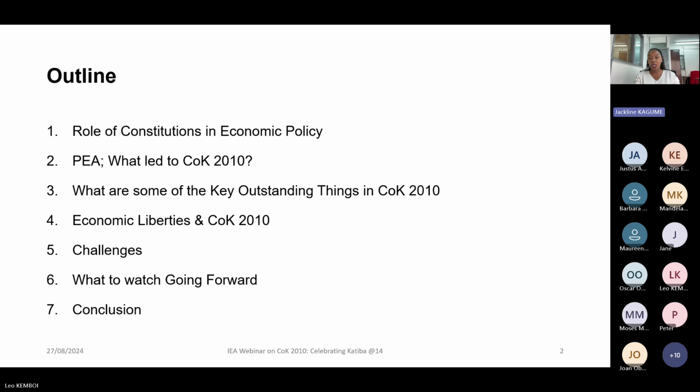Then my colleague Leo will come in and discuss some specifics with regards to some of those outstanding issues. He will also discuss the economic liberties, and we'll conclude with the challenges and a conclusion. So in a nutshell, that's the summary of our presentation outline.